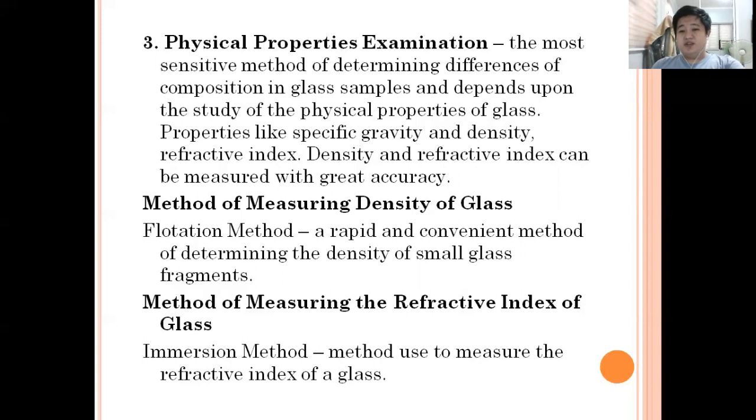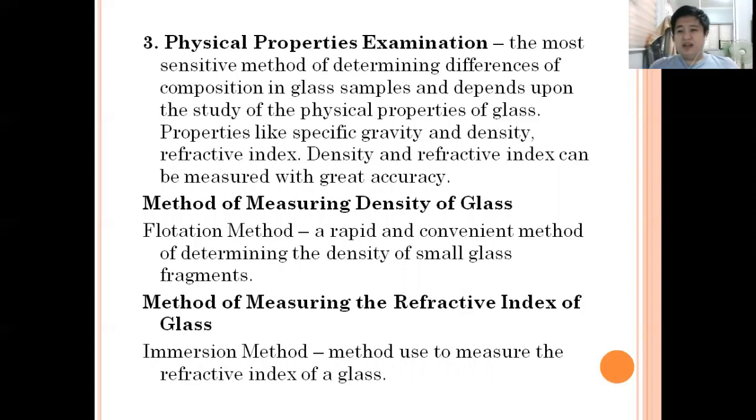So commonly there are two: the specific gravity and density. If we are talking about the flotation method, it is being done in order to determine the density of the glasses. If you are talking about the immersion method, we are going to study the refractive index of glasses. The refractive index of glasses is the property of glass by which it will refract the light that is passing through it. So that is what we call the refractive index of glasses.